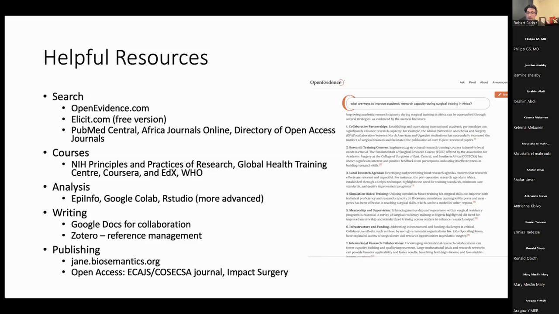An open access journal that you do not need to pay for is the East Central African Journal of Surgery that's associated with COSECSA. I would strongly encourage you to publish your research with that journal. As a disclaimer, I'm on the editorial board along with many other COSECSA surgeons. And if you get the opportunity to review for us, understand that it's a free thing and we are really building science from within. So I would encourage you to do that.